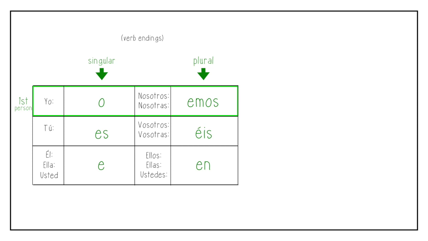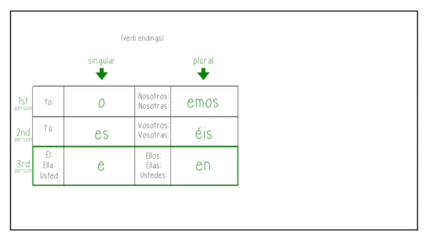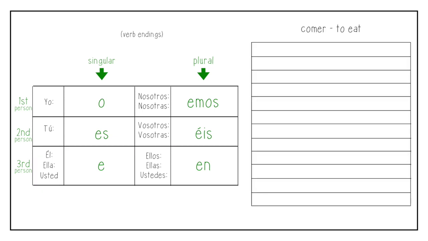The first row is for first-person subjects, such as I or we. The second row is for second-person subjects, such as you. And the third row is for third-person subjects, such as he, she, or they. On the right side, you will see how to conjugate the verb comer by dropping the ER ending and replacing it with an ending that reflects the subject.